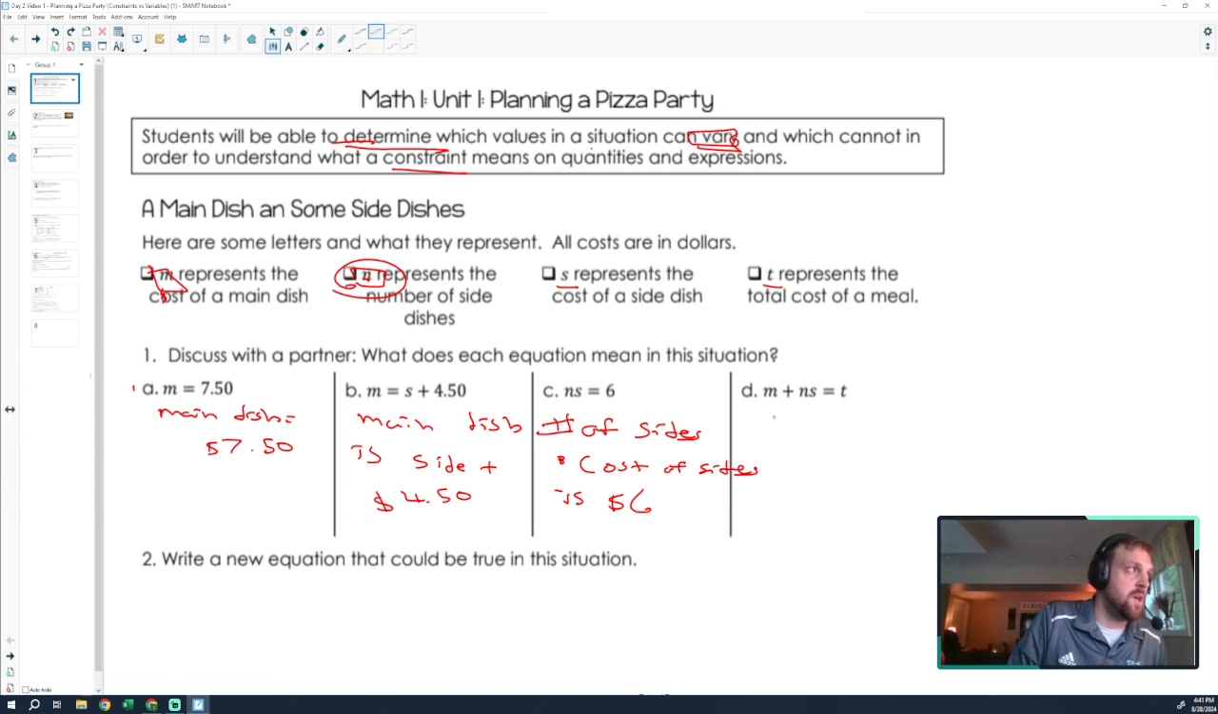And then the last one, M, we know is a main dish. So we take a main dish. We're going to add what we came up with in C, N times S. So add the number of dishes times the cost of the dishes, and that's equal to your total cost.